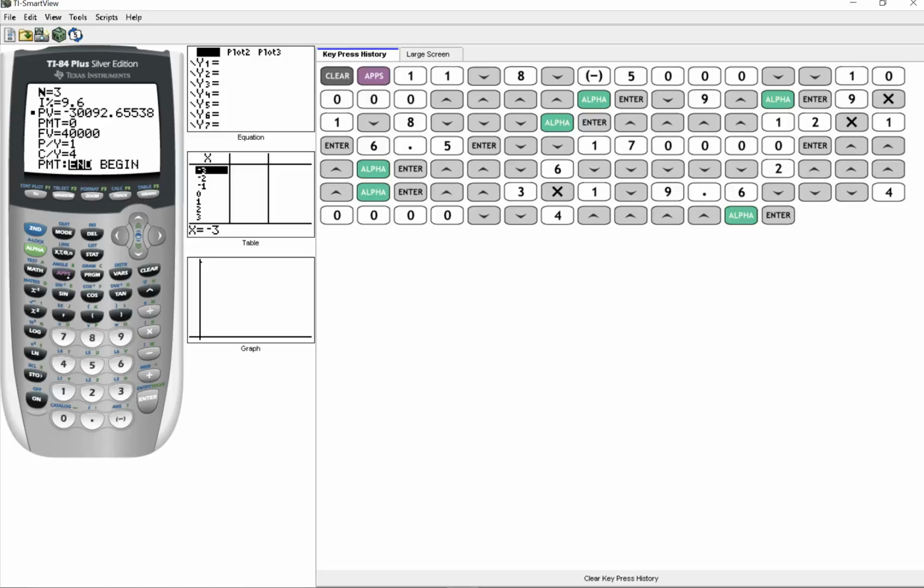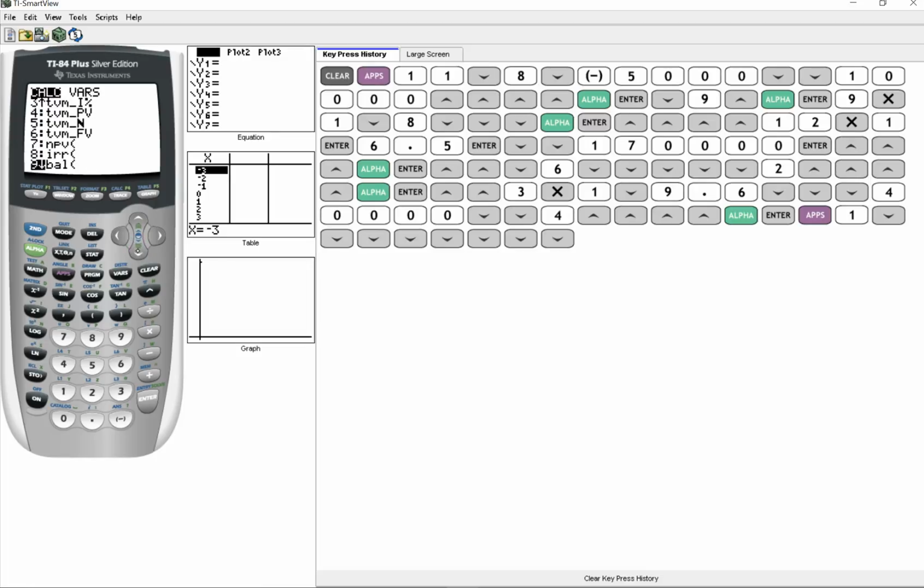Now if you go back into Apps, Finance, if you scroll down, you can see here this sum int. That's the sum of the interest. So that's actually an interest calculator. So if you hit enter, that'll be placed where your PV is. It's important that you're in the TVM solver when you're solving this.